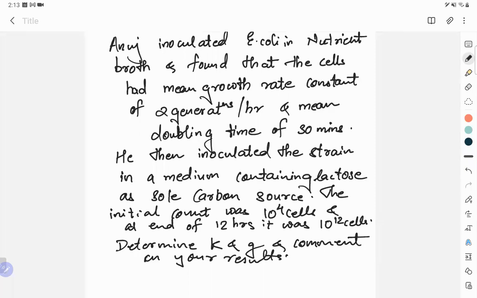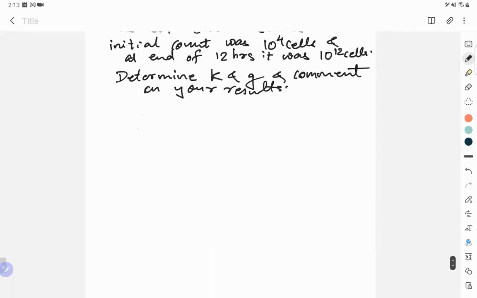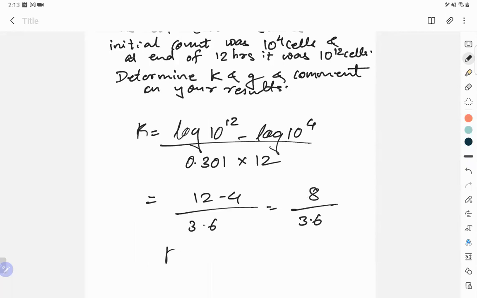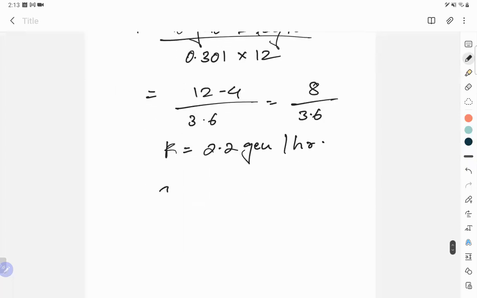Okay, so I can see most of you have calculated it. It's going to be log of 10 raised to 12 minus log of 10 raised to 4 upon 3.01 into 12, right? So it's 12 minus 4 upon 3.6, which is going to be 8 by 3.6. So your mean growth rate constant is 2.2 generations per hour, correct? And your doubling time is going to be around 0.45 hours per generation.